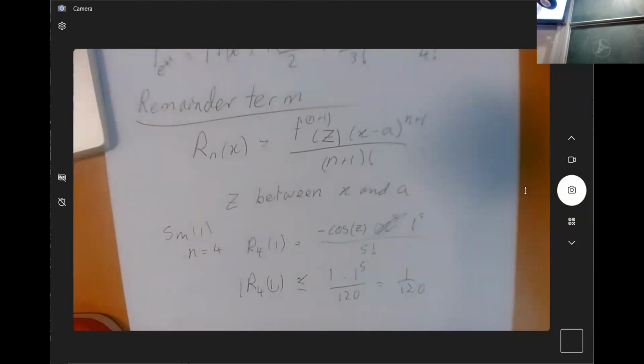If you actually were to do this, you'll find that it's way more accurate than that. But this creates a bound, and a bound for an error is actually really useful.